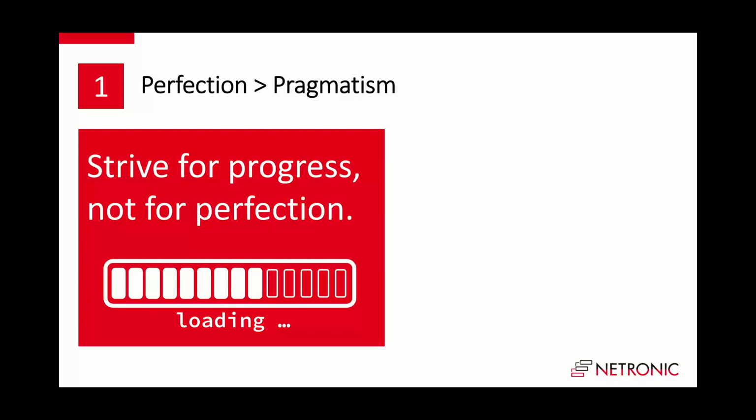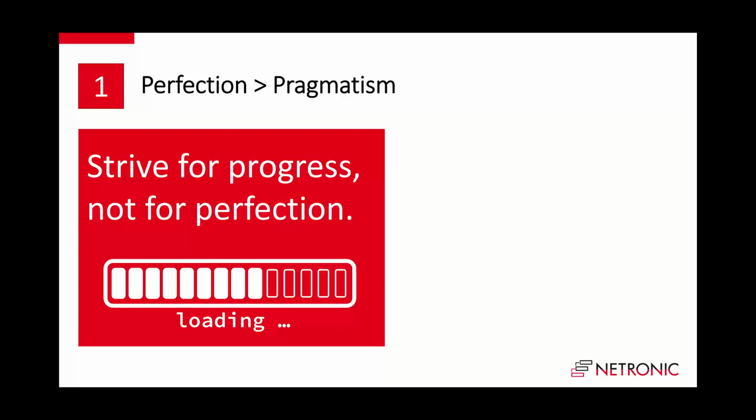So if you strive for perfection, you will go nowhere. The strong recommendation when it comes to scheduling: strive for progress. Strive for one step after the other instead of striving for perfection. If you go for perfection, if you look for the perfect solution, then most likely you will spend your time looking, but you will not spend your time scheduling.